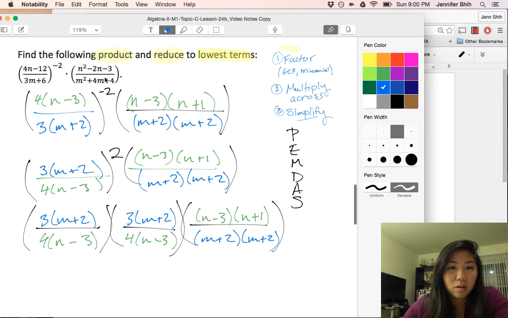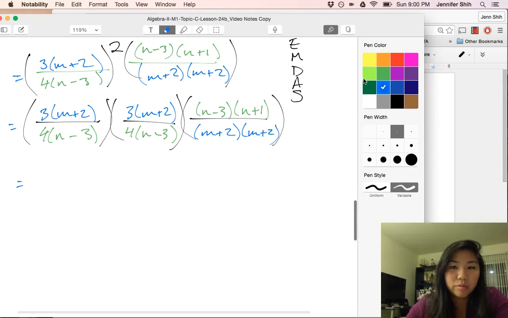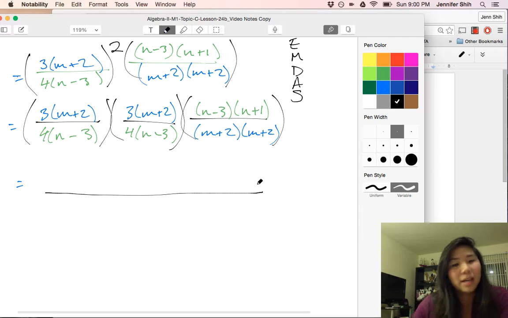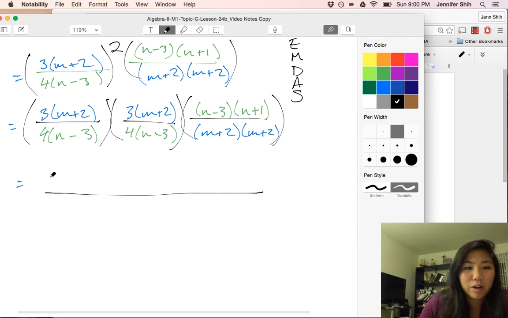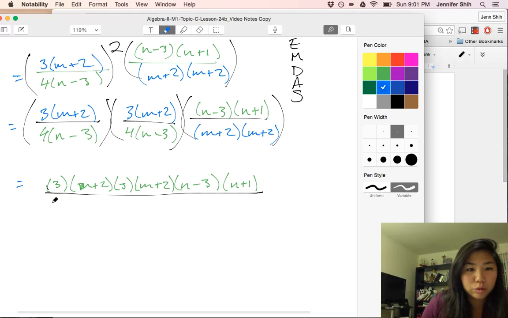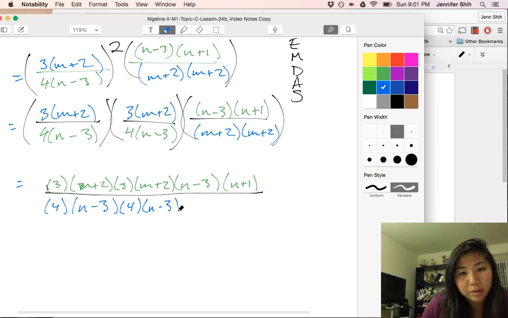Oh my goodness, I forgot all of my equal signs. Can't do that. Okay. So let's make an equivalent statement. Let's draw a big fraction bar. And let's just rewrite all of our factors. I'm just going to rewrite all of them. I'll keep my colors. Okay. 3, n plus 2, 3, n plus 2, n minus 3, n plus 1, over 4, n minus 3, 4, n minus 3, n plus 2, n plus 2.